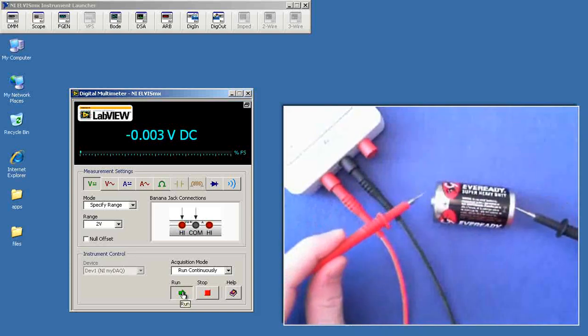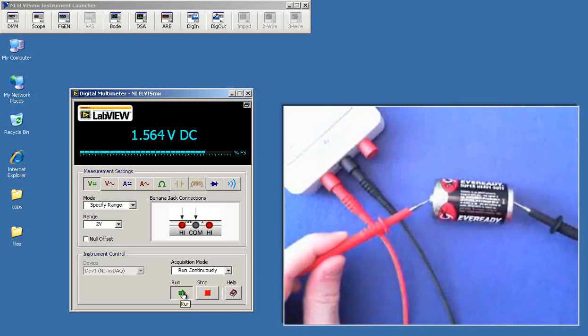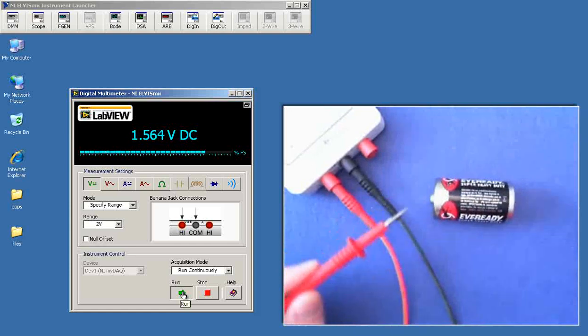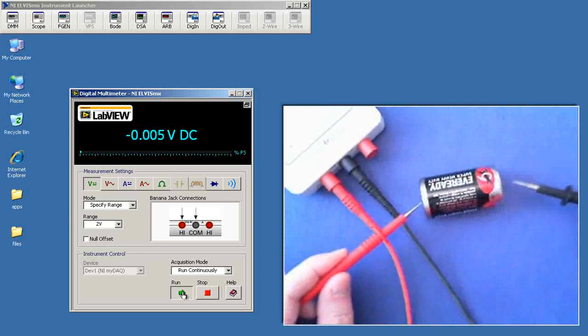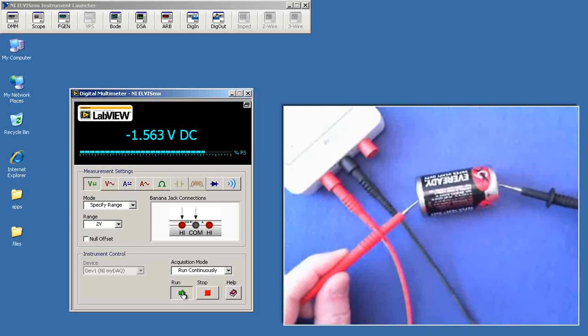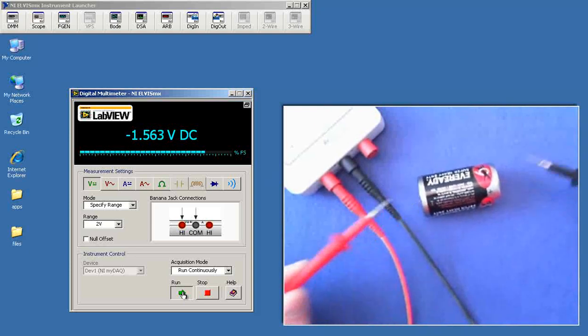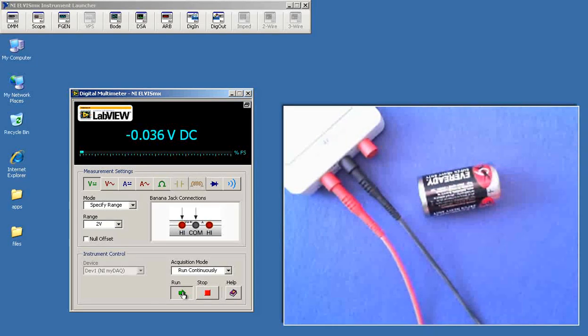And the red probe goes to positive, and since the positive probe is at a higher potential, we see a positive reading. If I flip the battery around, we get essentially the same reading with a negative value in that case.